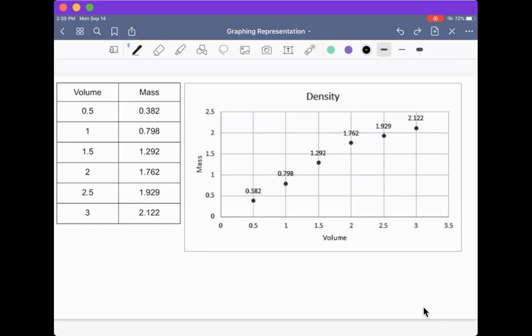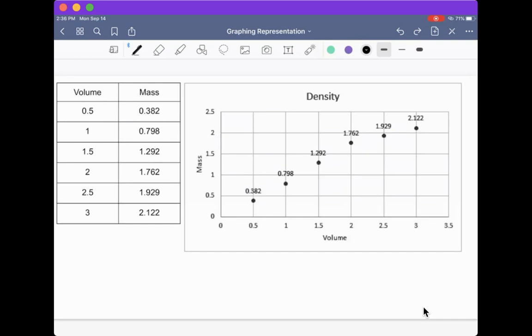All right, guys, we're going to do one more example, and this time this is with a density graph. We use density a lot in chemistry because it's one of our key identifying factors for substances. A lot of times we can take an unknown substance and based off its density determine what that substance is. So we're going to do the same thing.